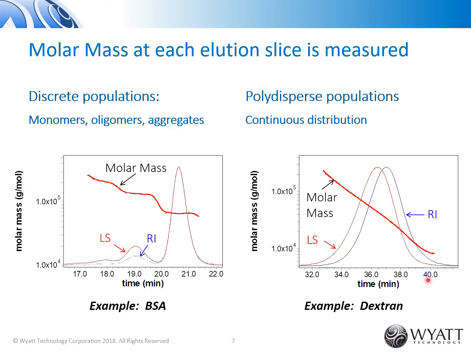Or you might see a continuous distribution like this dextran. This is more typical of things like a polysaccharide. And so you get a continuous change in the molar mass, and you can characterize things like the weight average or the number average molar mass moment. For both of these cases, the molar mass is measured directly and independently of the elution time and the elution order.